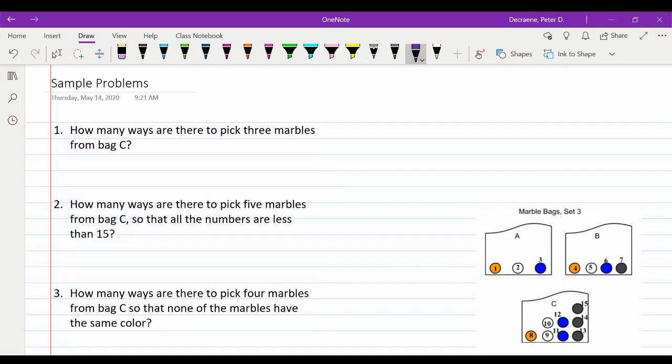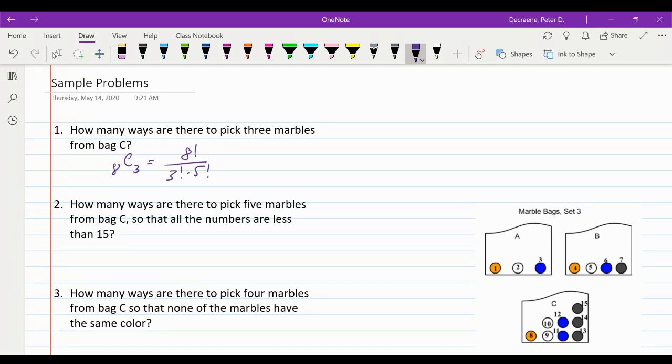Number one, how many ways are there to pick 3 marbles from bag C? So we're only going to pick from this one. There are 8 marbles in that bag and I want 3 of them. There's nothing in the problem indicating order, so I'm just going to write out of the 8 marbles, choose 3. If you want to write it in terms of the combinations, it's going to be 8 factorial divided by 3 factorial times 5 factorial. That's the combinations formula.